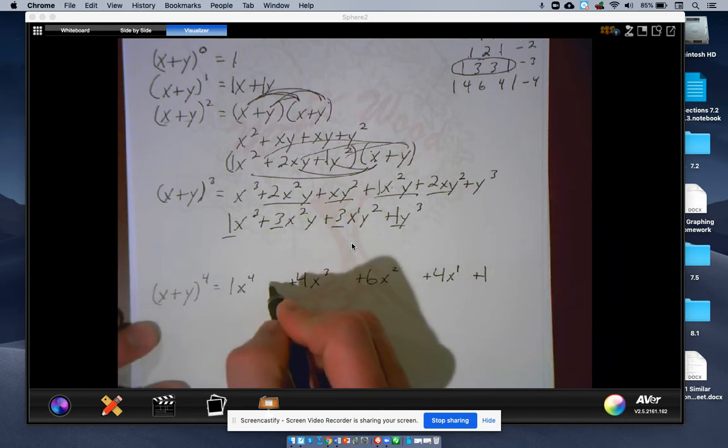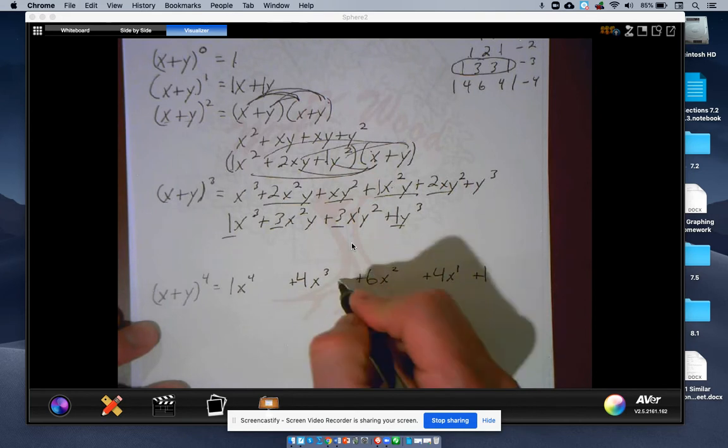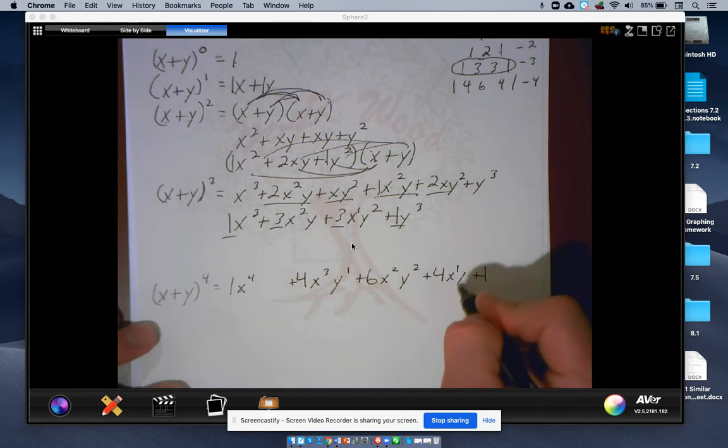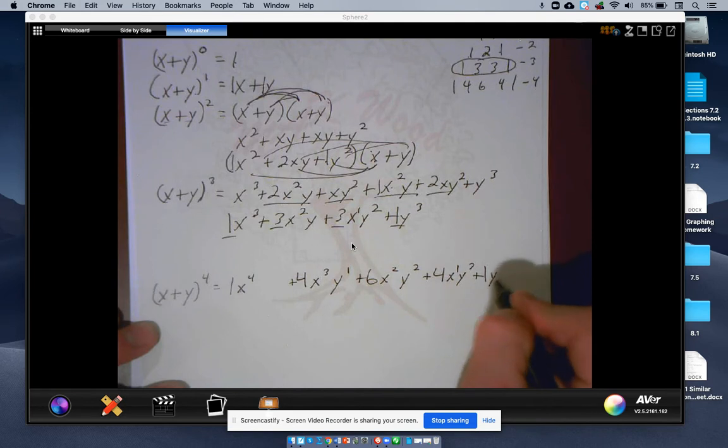So I'm going to start with y to the 0. Notice I'm not writing y to the 0 because that's 1. So y to the 0, y to the first, y to the second, y cubed, y to the fourth.